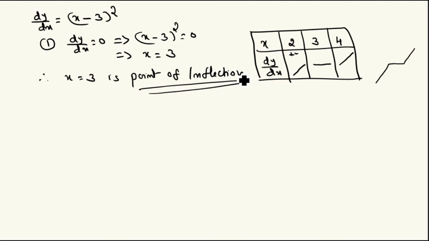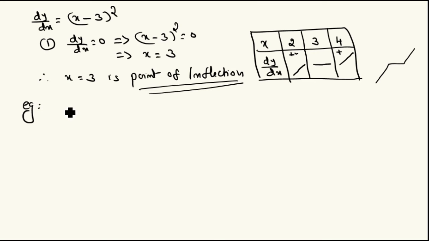I already explained point of inflection in one video. So we can refer again that x equal to 3 is a point of inflection, because there is no change from positive to negative or negative to positive. Both are positive, so there is no change. Therefore that point is called a point of inflection.